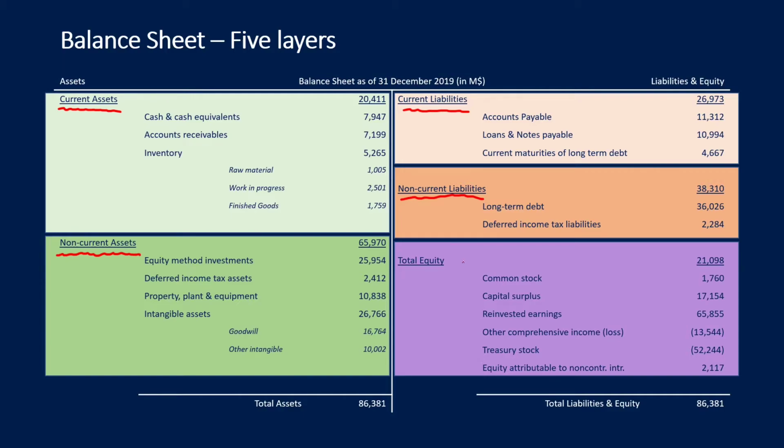But total equity will never be paid back. It's the shareholders' fund. And the shareholder will never get their money back. Probably they will get some dividend or something like that, but they will not get any payback until the company is liquidated. So since equity is not termed, it cannot be included into current or non-current parts. It has a layer on its own.